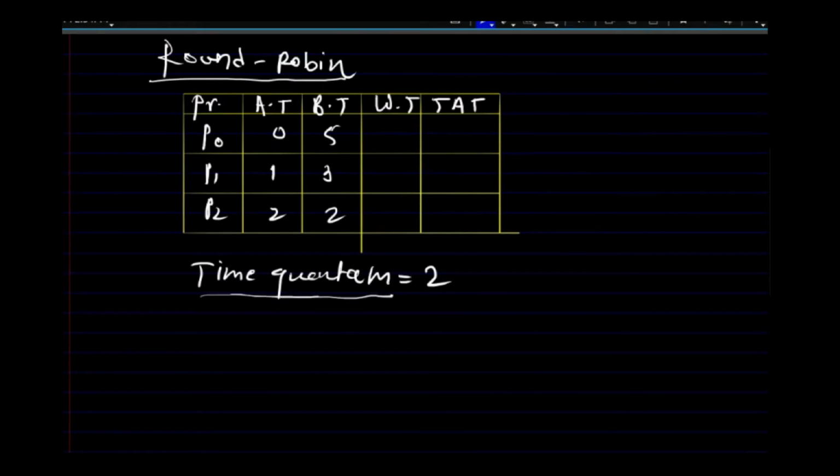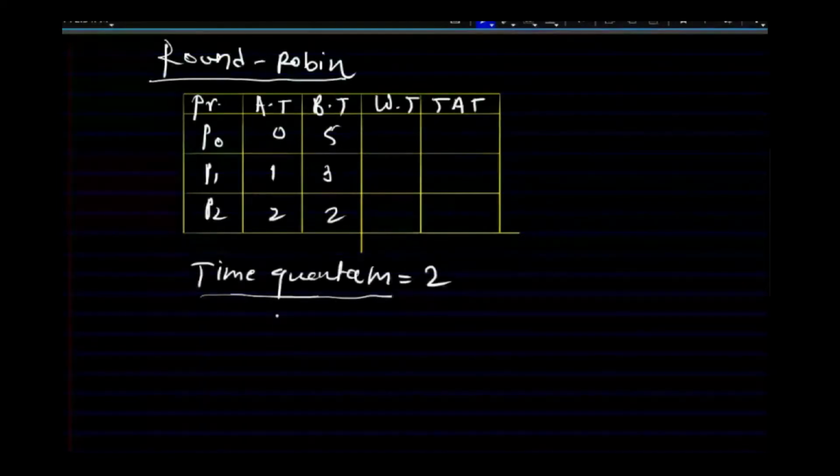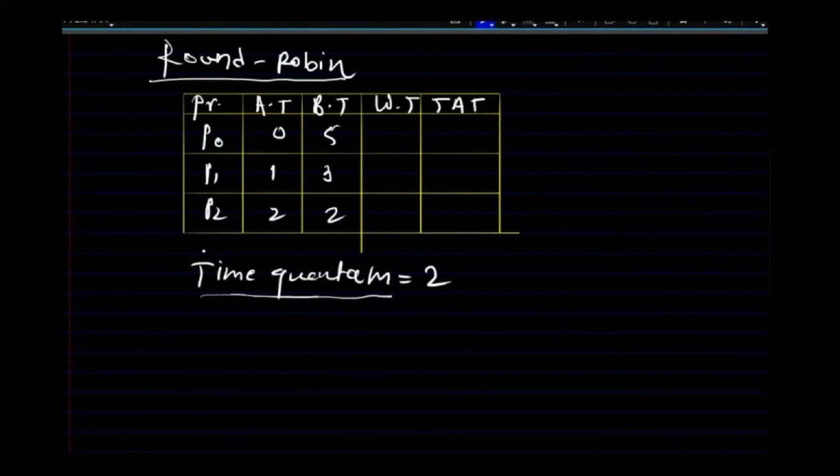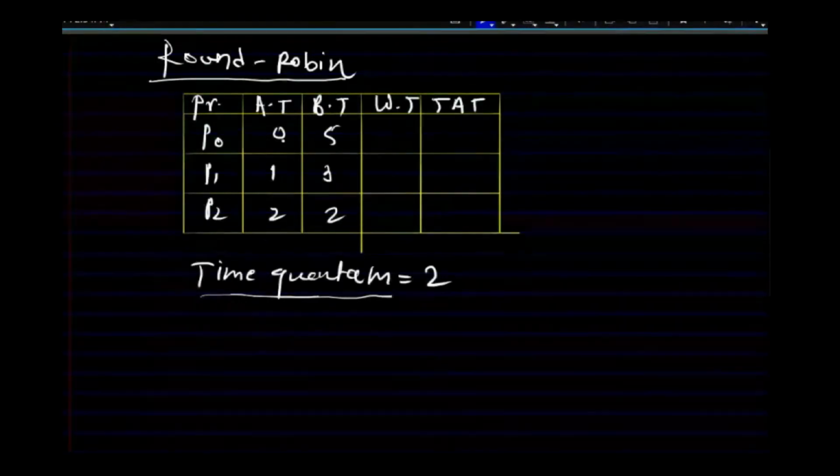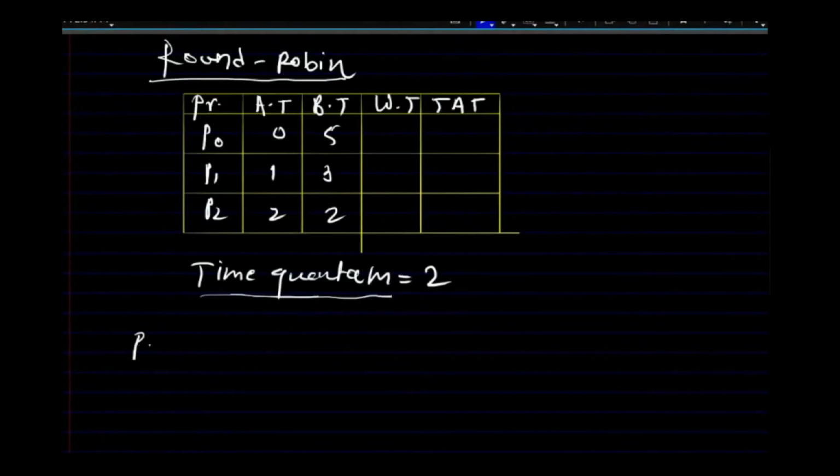So the meaning of this time quantum is that a process will either execute for the time quantum, or if the burst time of the process is less than the time quantum, it will execute for that burst time. Okay, so let us start with the process. So P0 arrives at time 0, so P0 will start executing. So first at time 0, P0 will execute. And as the time quantum is 2 and the burst time of the process is 5, P0 will execute for 2 units of time, at time 0 and at time 1.